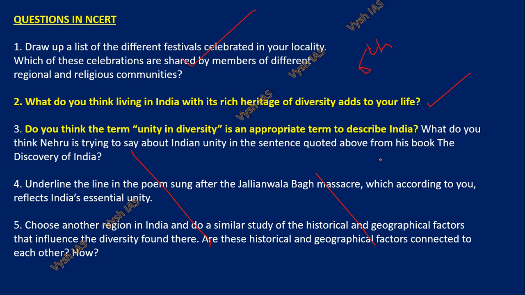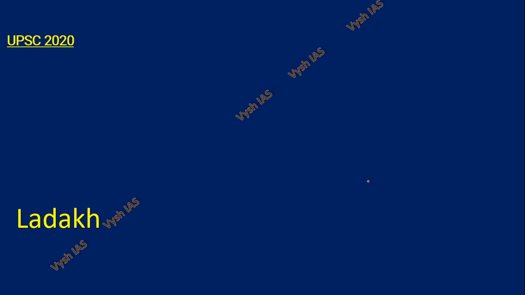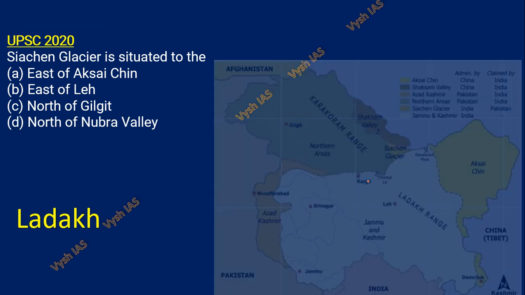This is how a complete lecture goes. You will find many lectures on NCERT polity on YouTube, but this I can guarantee you is the best one, so you can go and compare also. Now the answer to the question we asked: where is Siachen Glacier situated? This is the question and this is the map.